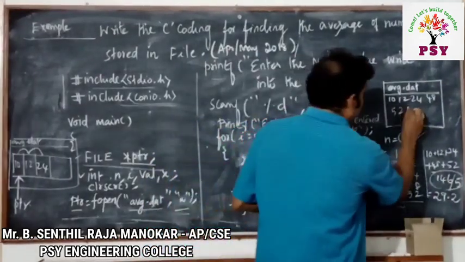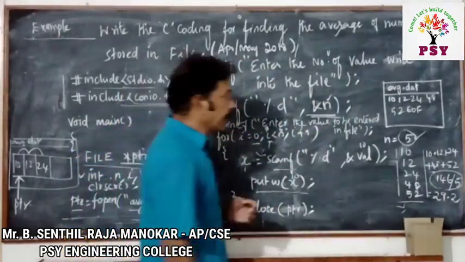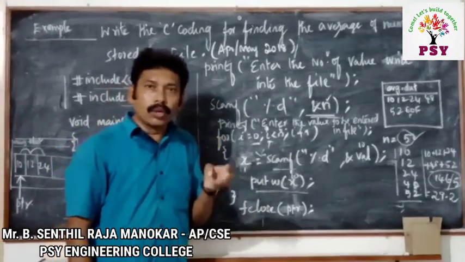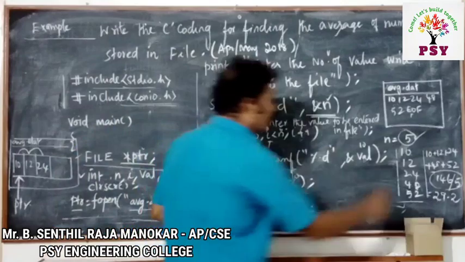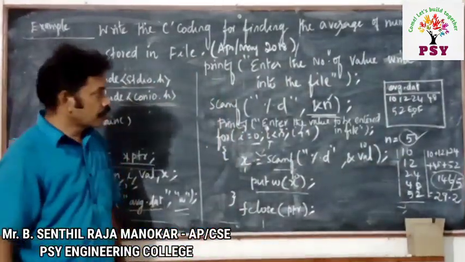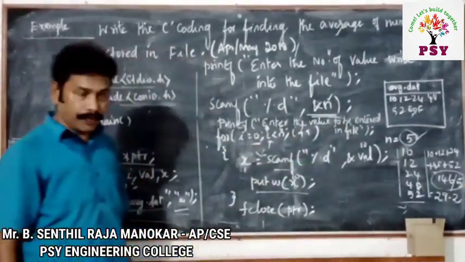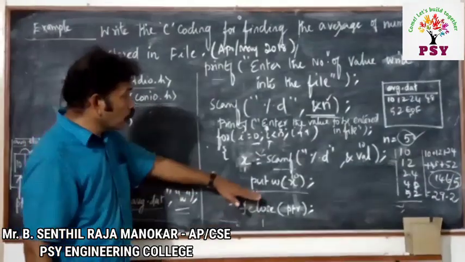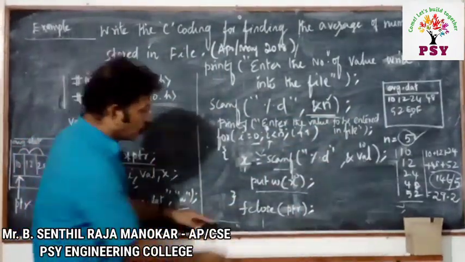Immediately here the end of file will be there. After writing all 5 values, the end of file will be there. That is nothing but Control D or Control Z. We have to press it, and this end of file is stored automatically. That is the identification mark for the ending of the file. Once you have finished entering the values into the file, we have to close the file.